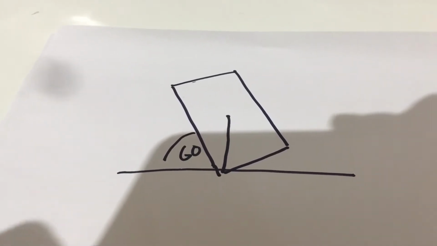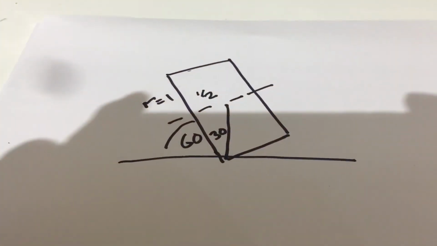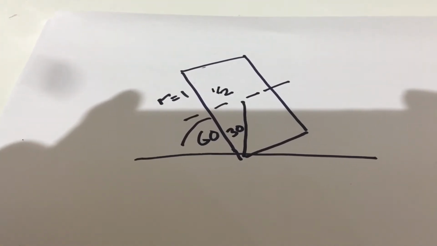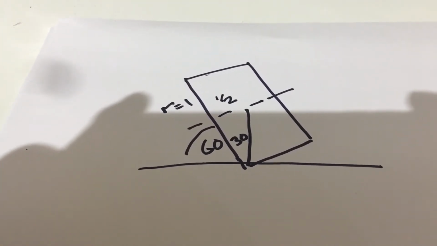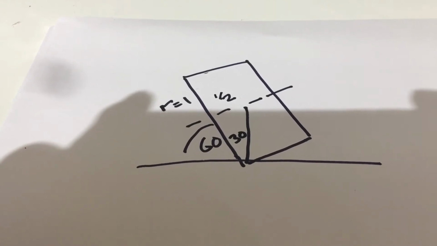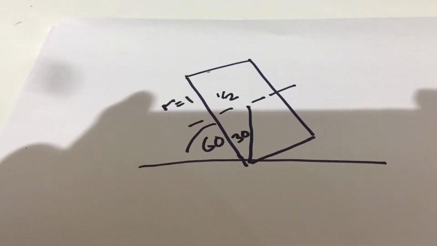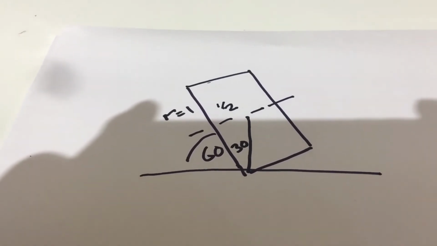So let's put some dimensions into this. In the middle of this diagram, it's a 30, 60, 90 triangle. Can you see it? So if the radius is 1, the depth of the cylinder is also 1, and that's the point at which it is perfectly balanced.